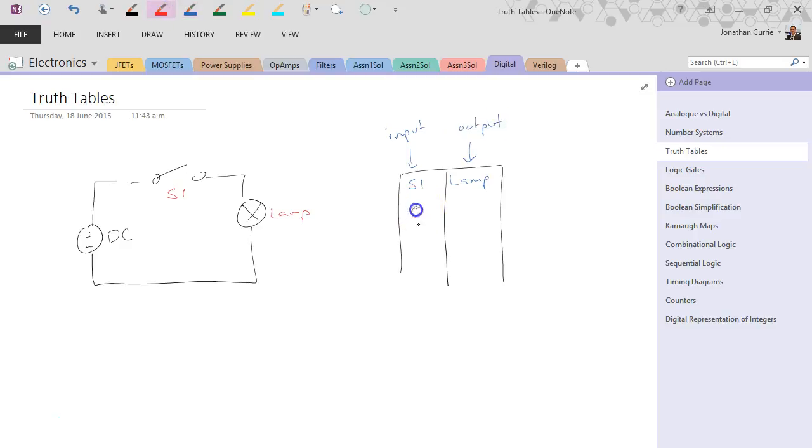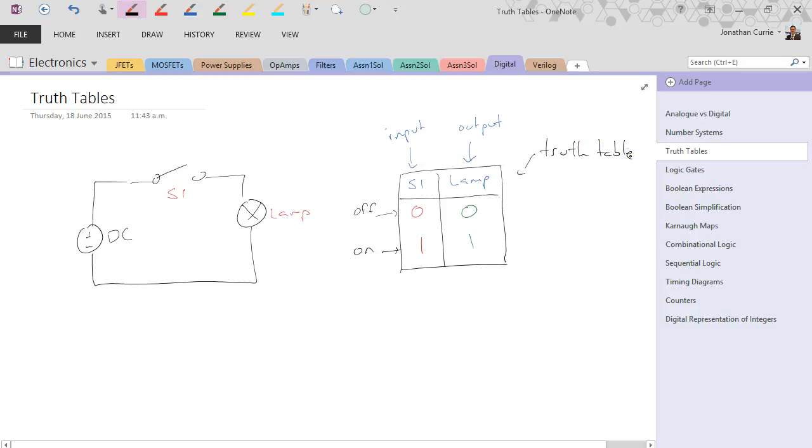Now, following on from our previous lecture on number systems, we're going to use binary. Every combination of the switch can be on or off, it can't be half on or half off because it doesn't function that way. So binary is a natural choice, being either 0 or 1. This is the switch off, and this is the switch on. The corresponding outputs: if the switch is off, the lamp is off. If the switch is on, the lamp is on. So this is what is known as a truth table. It's a table that tells you under which logical conditions the output will be high. That's normally how we're using it.